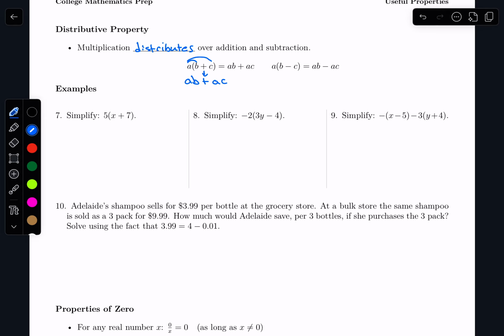And it works just as well with negatives. So if we distribute A to B minus C, we will just get AB minus AC, where again, the A multiplies by each thing inside.